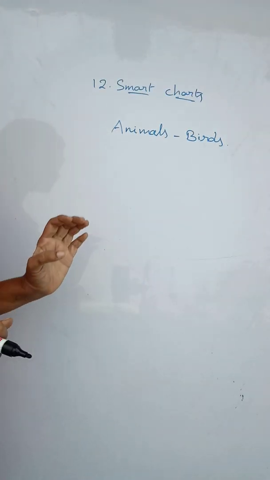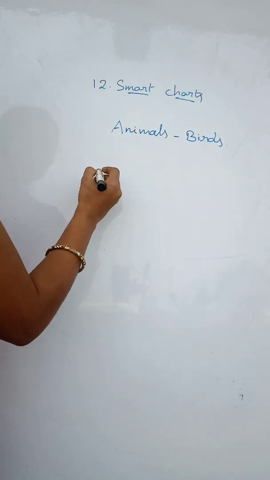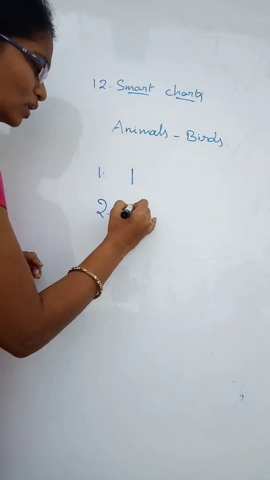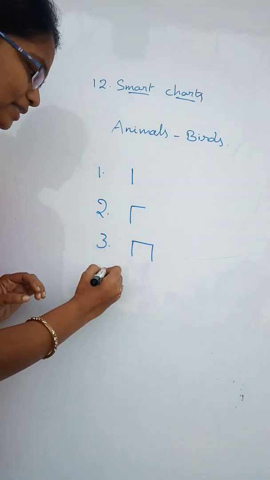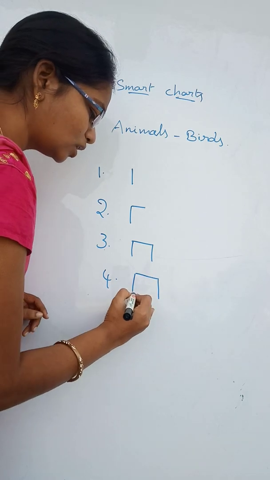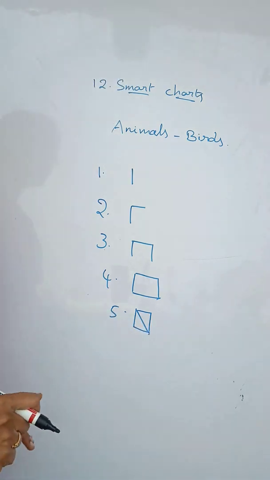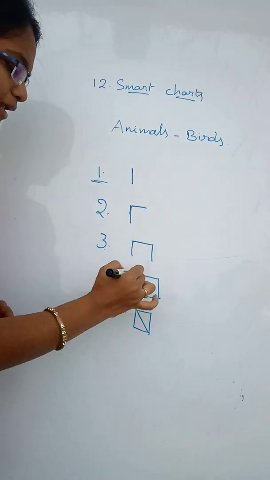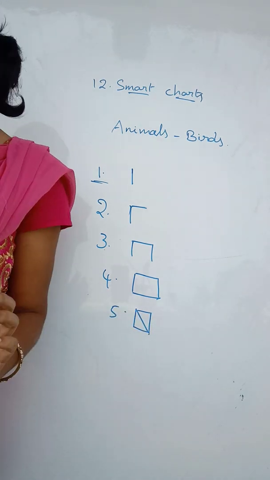What she is doing is counting the animals using tally marks. Suppose one cat means one line, she is drawing like that. Two cats means two lines, three cats means three lines, four cats four lines, five cats five lines. Like this Amini is drawing. These are tally marks.